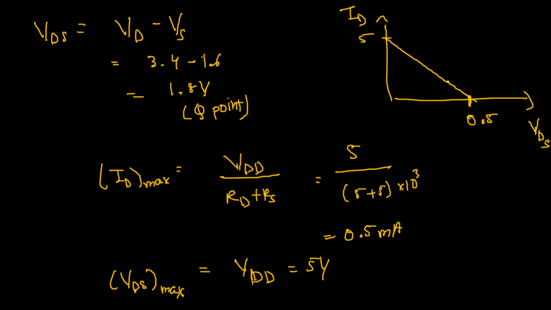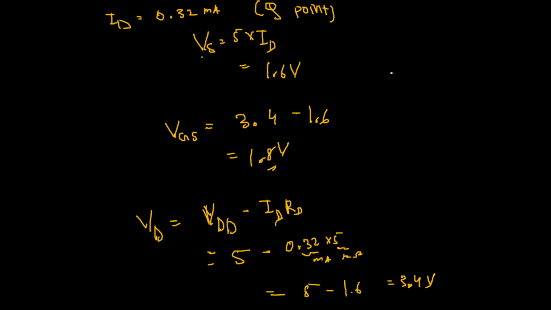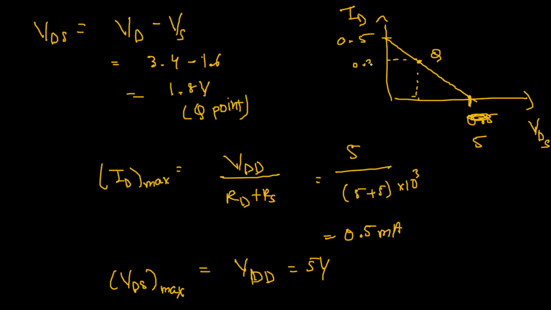So this is the load line, and to plot the Q point, we know that VDS is equal to 1.8. So one second, this is wrong. This is 0.5 and this is 5. Yeah, so 1.8 is the location of the Q point, and correspondingly to ID, we have the value of ID to be 0.32, right? So this is the Q point, and this is the load line.